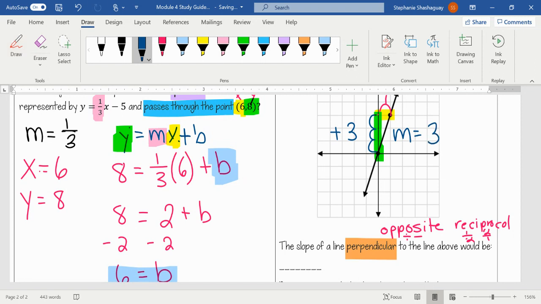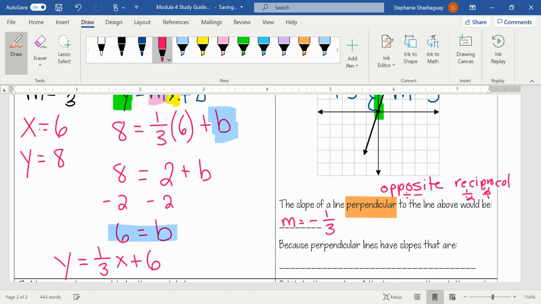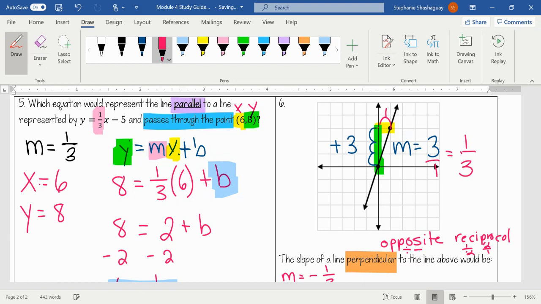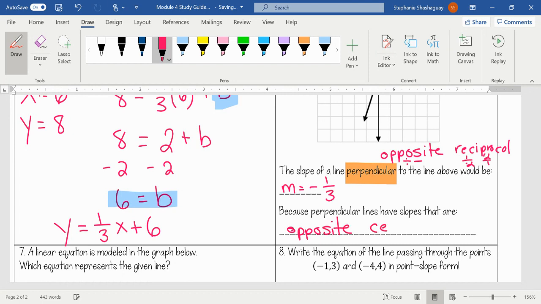So the slope of my opposite reciprocal, or my perpendicular line, is going to be equal to its opposite. So if it's positive, it will become negative, and it will be 1/3, because the reciprocal of 3, remember, because this is over 1 is implied, and its reciprocal is going to be 1/3. All right. And then the second part, because perpendicular lines have slopes that are, and we already wrote it out, opposite reciprocals.